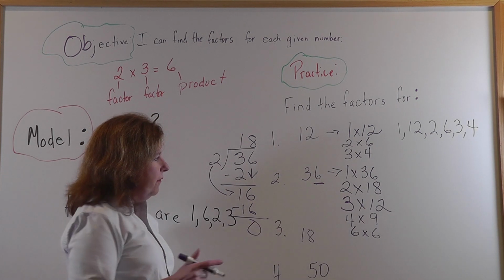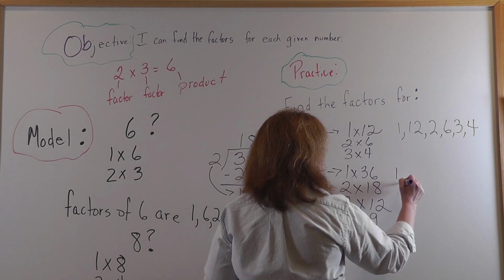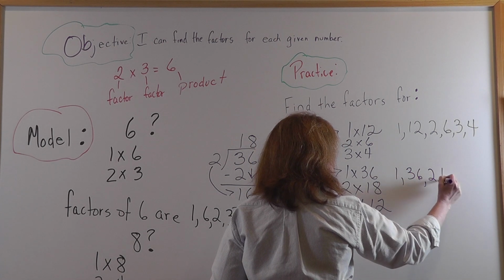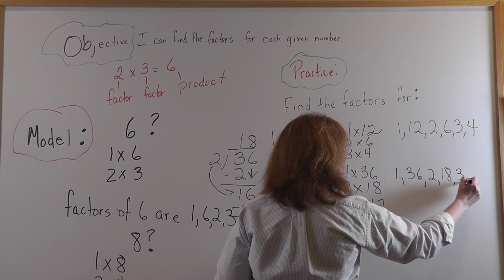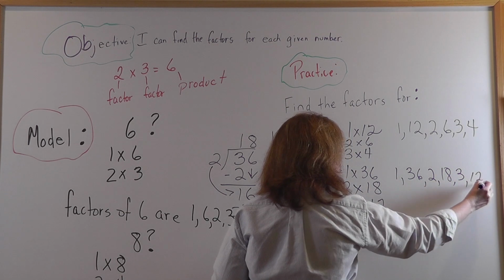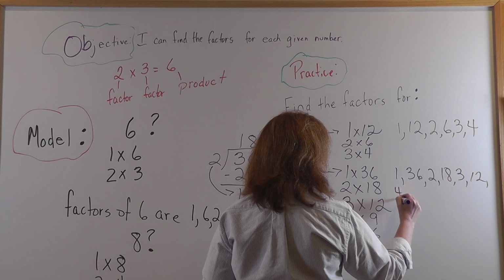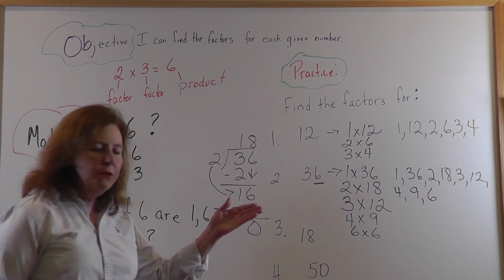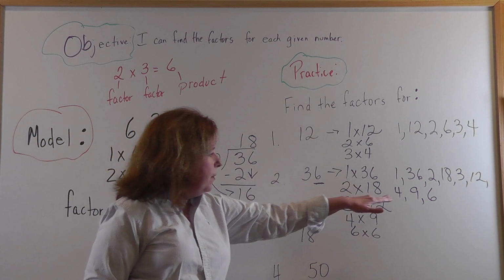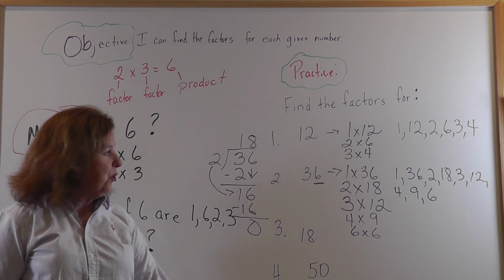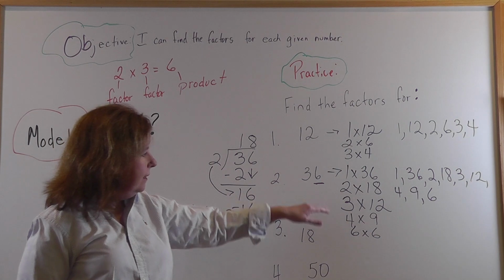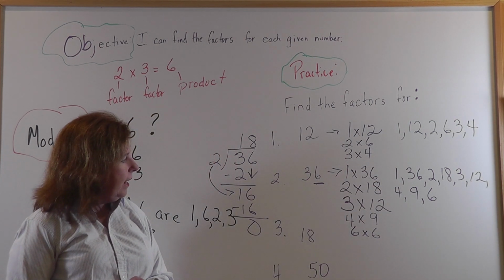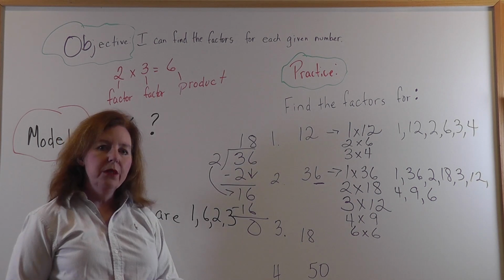Now I'm going to list all the factors. 1, 36, 2, 18, 3, 12, 4, 9, 6. Now, do you notice anything about my list of factors for 36? Do you notice anything that I did not include?